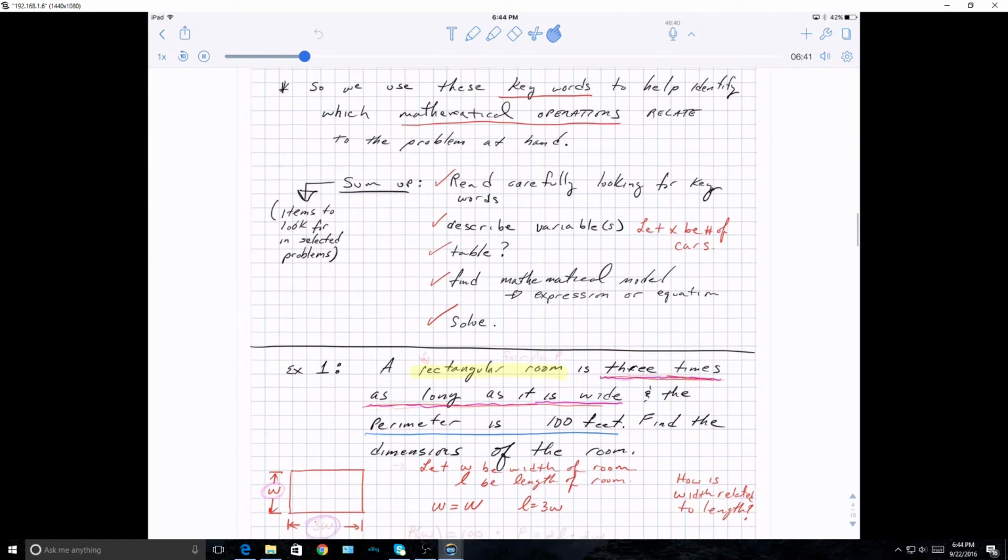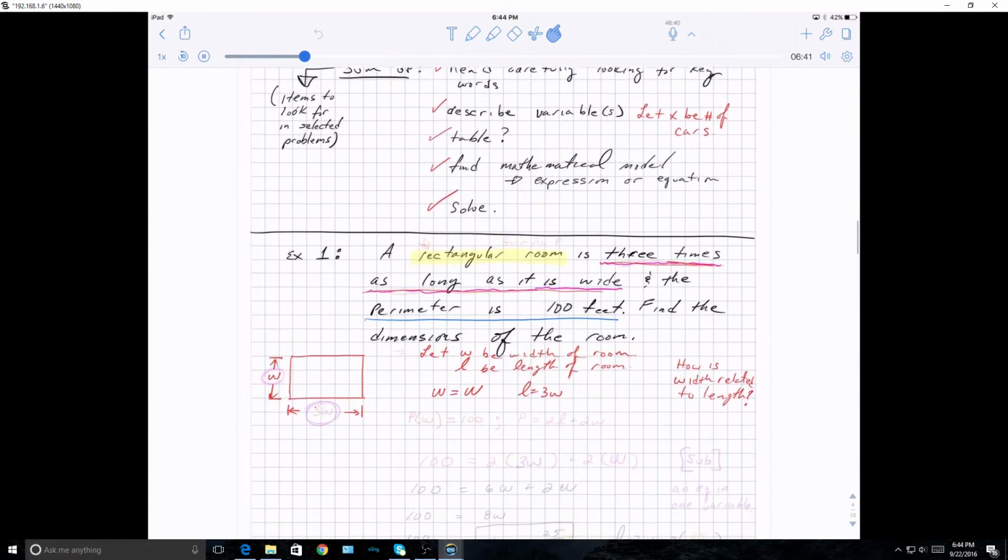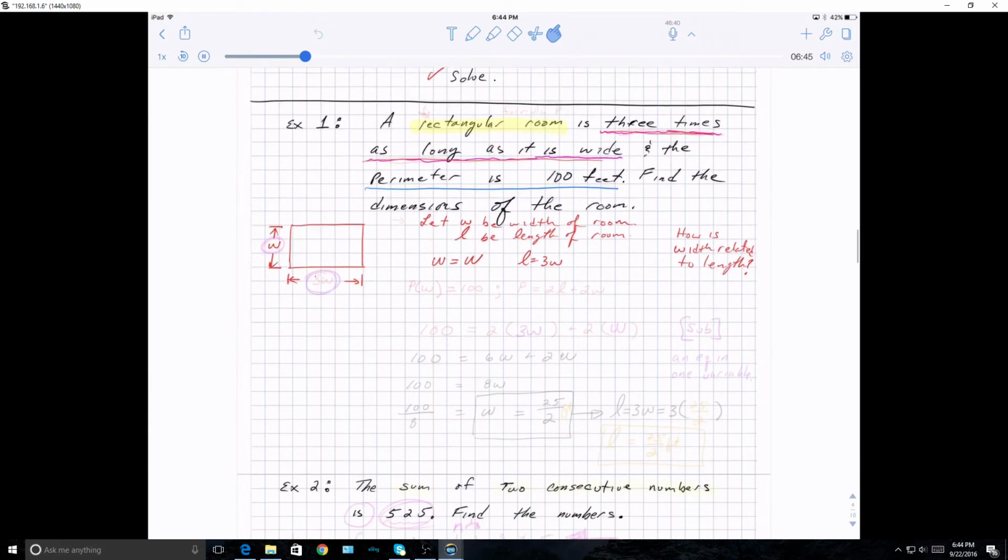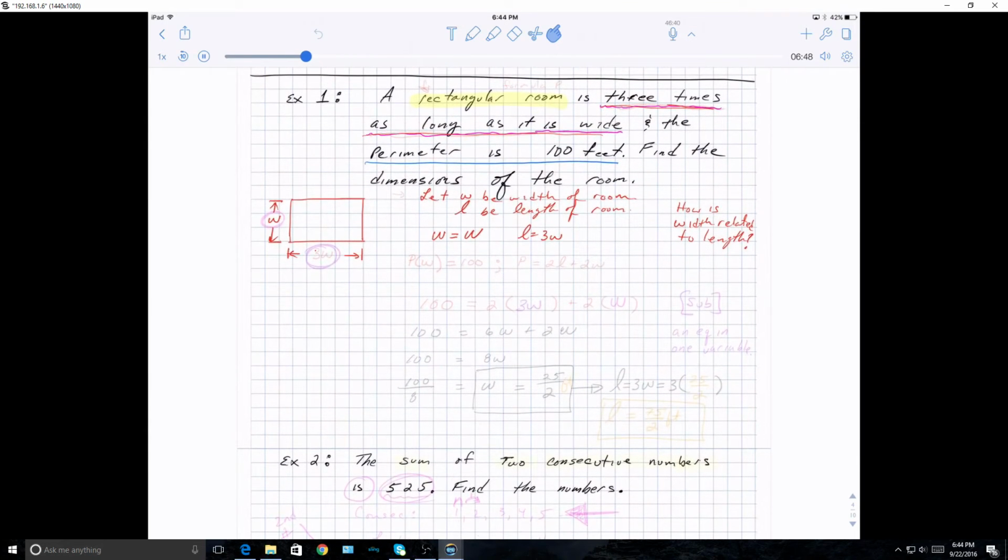So let's look at our first example here. A rectangular room is 3 times as long as it is wide, and the perimeter is 100 feet. Find the dimensions of the room.